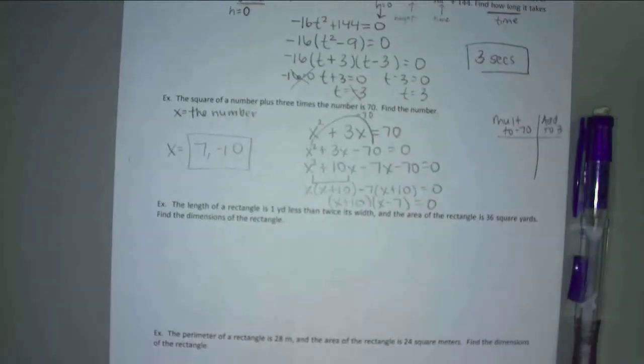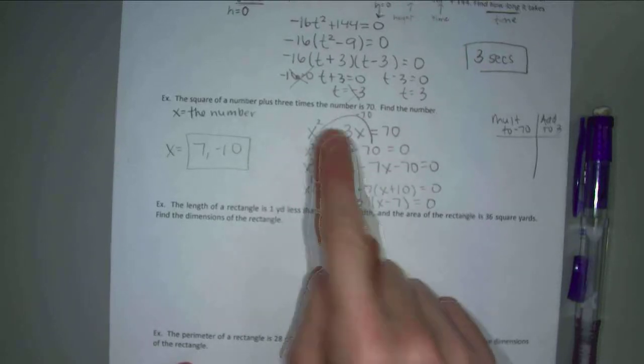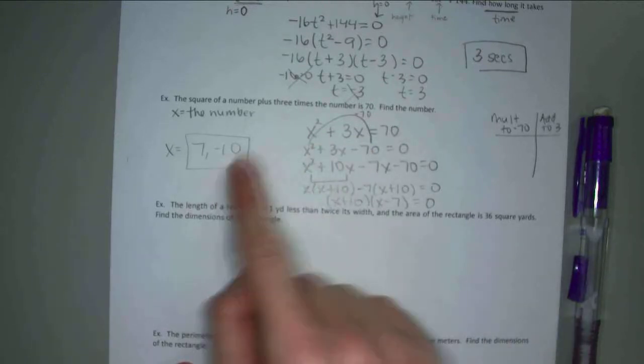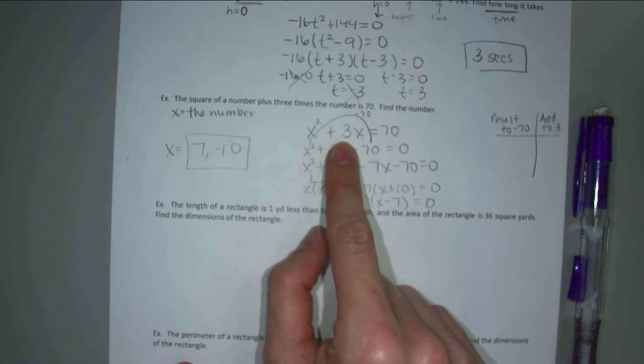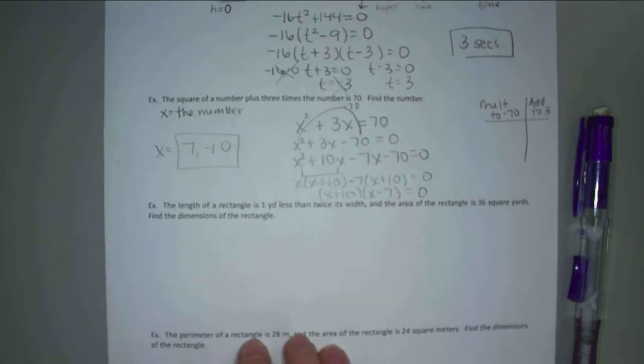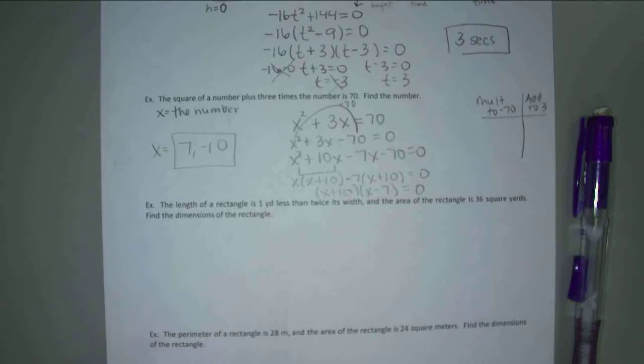If they said the square of a positive number plus 3 times that number is 70, so if they focus on the positive, you would just write the 7. If they said the negative, you write the negative 10. But believe it or not, if you do either one and plug them in, you'll get it. So 7 squared is 49, 3 times 7 is 21, 49 plus 21 gets you 70. Negative 10 squared is 100, but 3 times negative 10 is negative 30. 100 minus 30 is 70. So either one actually equals that 70.